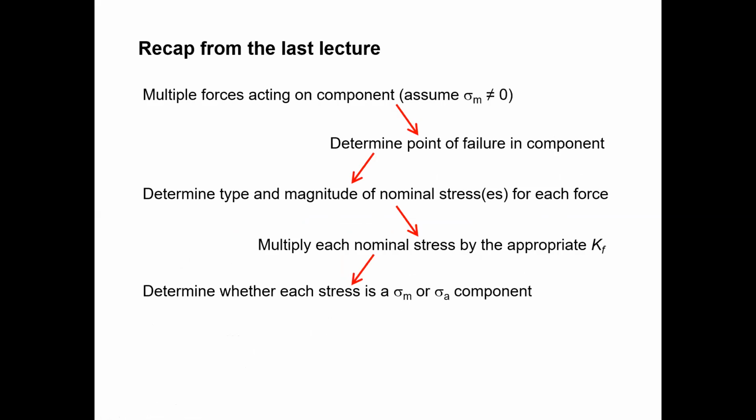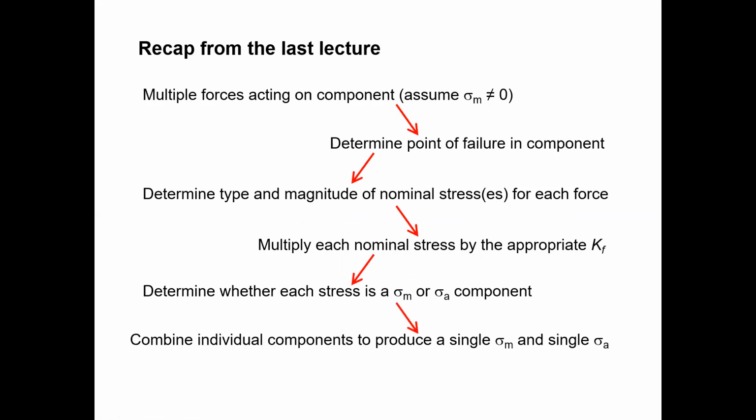There are two categories, mean stresses and alternating stresses. You need to identify which are the alternating stresses and which are the mean stresses. Then you need to find one single value for the mean stress and the alternating stress. For that you can use Mohr's circle theory or the equations. If it is a very simple case, if the two load stress values are perpendicular, you can use the Pythagoras rule. So combine the individual components to produce a single sigma m and a single sigma a.